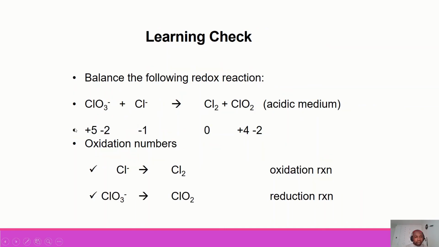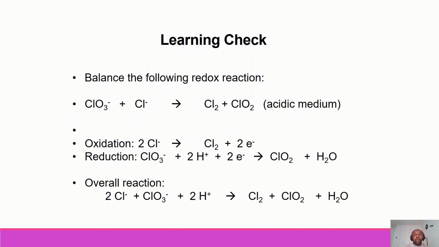So you can see that perchlorate is moving from +5 to +4, and that is reduction. Then you can see chlorine moving from -1 to 0, and that is oxidation. That is increasing in oxidation number. So we're going to balance each reaction separately. Then we do the final equation. We combine them together. So first is to balance.